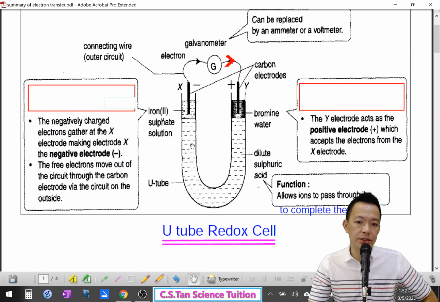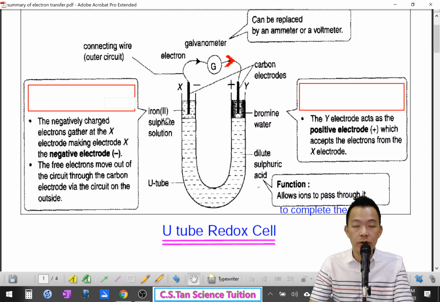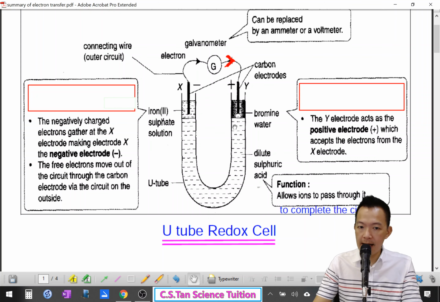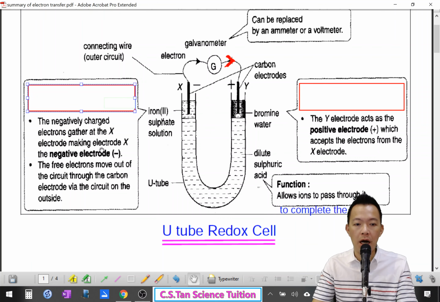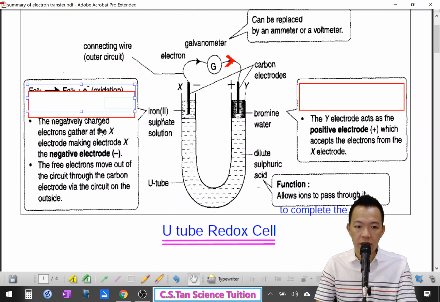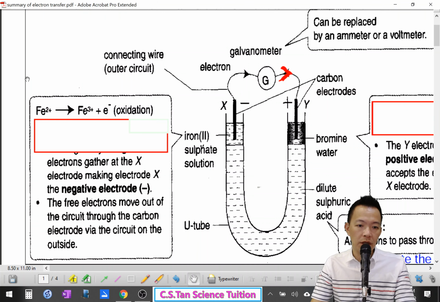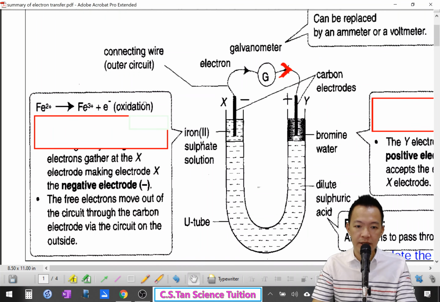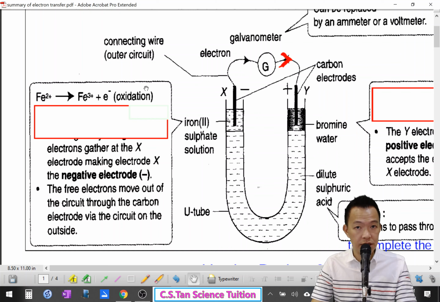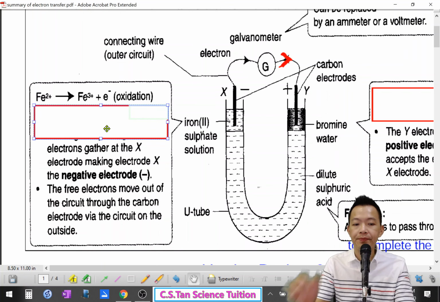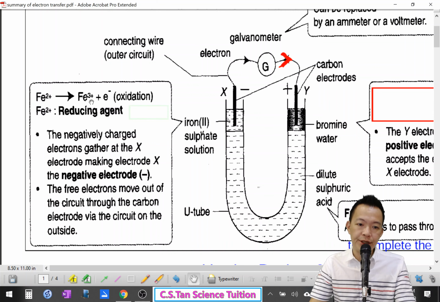Iron 2 and bromine: iron 2 loses the electron and becomes iron 3. Iron 2 loses the electrons and becomes iron 3. The process is called oxidation. Iron 2 loses electrons, we call it oxidation. And what happened? The green colored iron 2 finally becomes iron 3, which is brown in color.